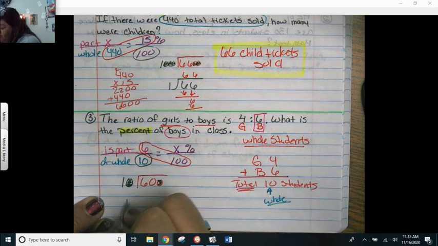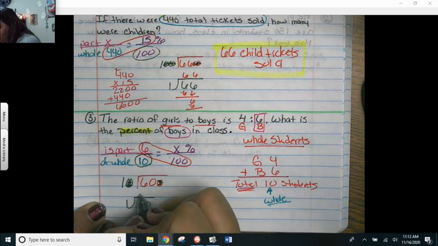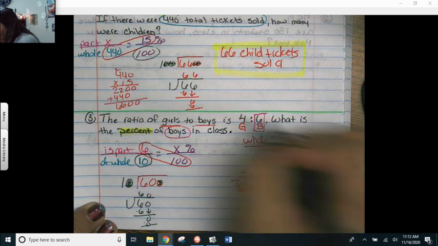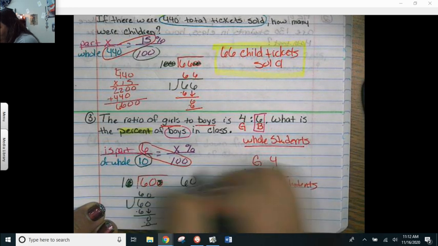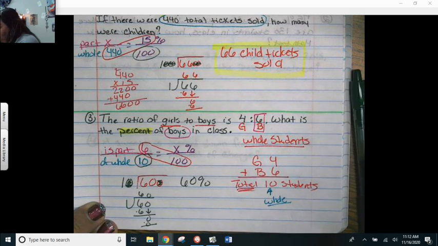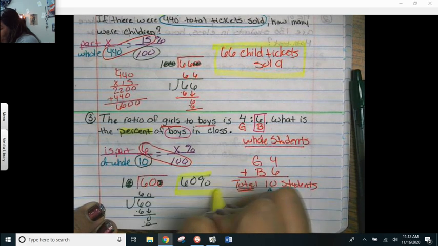So what I'm really dividing is 1 into 60, which goes 60 times. Remember, anything you divide by 1 stays the same. So the percent of boys in this class is 60. Now, since they asked for a percent, you write that percent down, okay, is 60%.